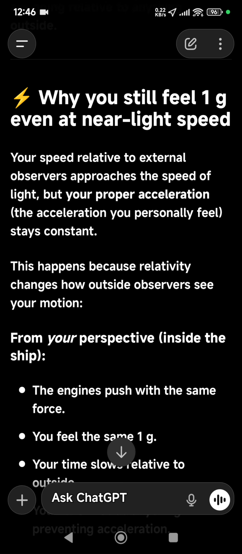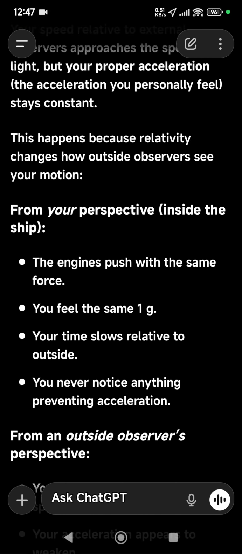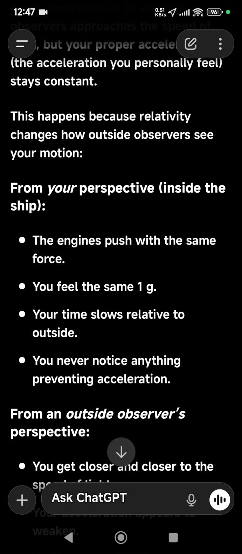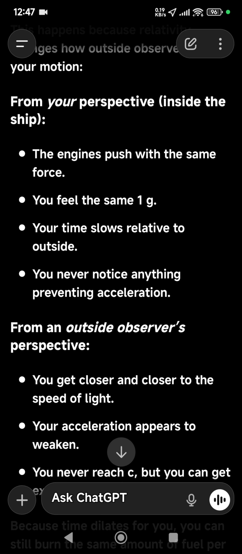Why do you still feel 1g even at near light speed? Your speed relative to external observers approaches the speed of light, but your proper acceleration, the acceleration you personally feel, stays constant. This happens because relativity changes how outside observers see your motion from your perspective inside the ship.